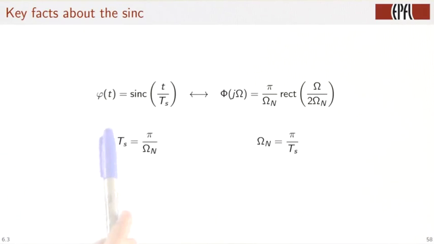Recall key facts about the sinc function. So phi(t) is sinc of t over Ts. Ts is the sampling interval, pi over capital omega N. Its Fourier transform, we know, is a rect function, properly scaled, and omega N is just the reverse, it's pi over Ts.